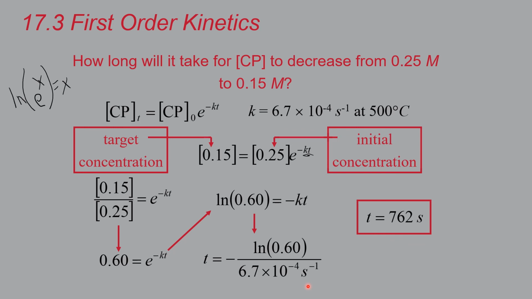Does this answer make sense? Well, it should. It does. And if you compare this to the previous problem, we went from 0.25 to 0.18 molar, and that took 528 seconds. So this is going for longer, which means that this is a greater concentration drop. We're going to 0.15, telling you that this should be a time longer than 528 seconds, and in fact it is. So this answer makes sense.